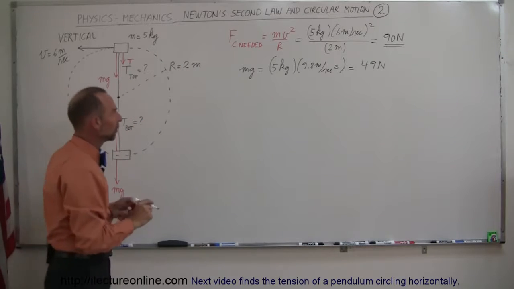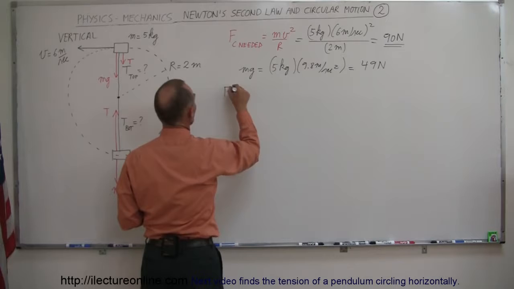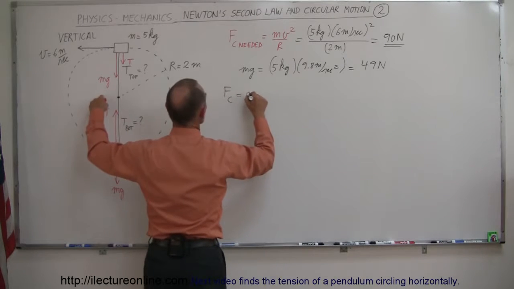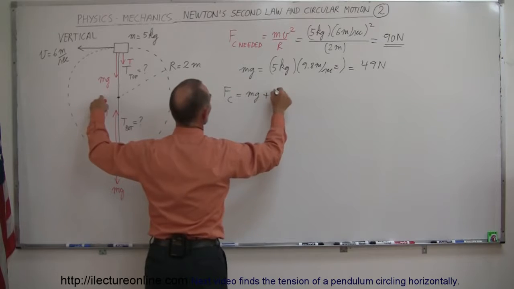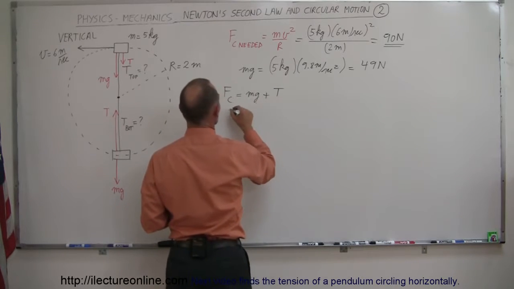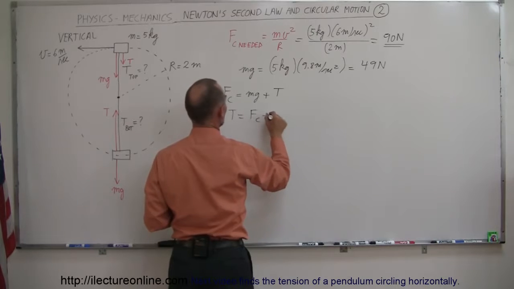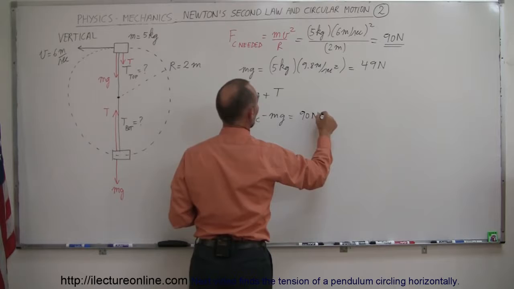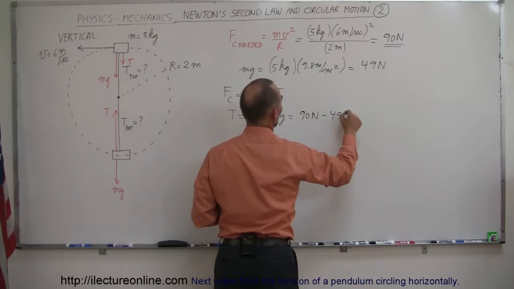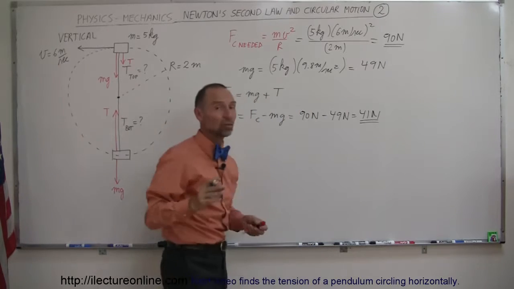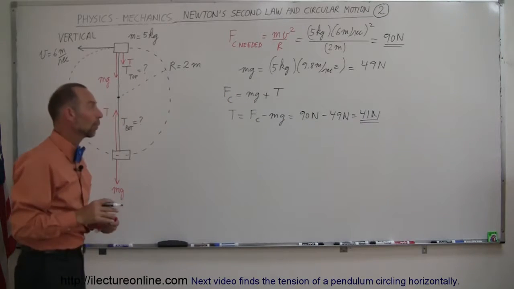So in this case, what we can say is that the F sub c, the centripetal force, is equal to mg plus the tension in the string. And so if we solve this for tension, then we can say the tension is equal to the centripetal force minus mg. So in this case, that would be equal to 90 newtons minus 49 newtons, which is equal to 41 newtons. So the required tension in the string, in this case, is 41 newtons.